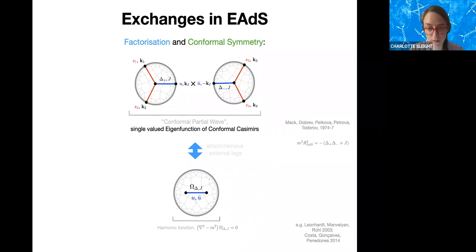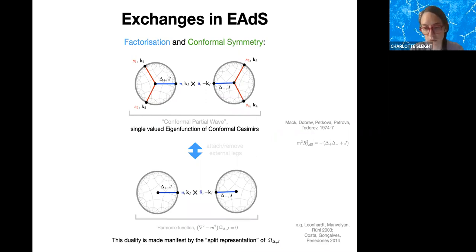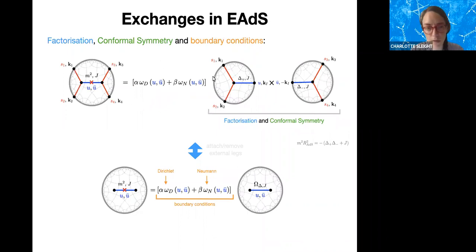And this duality is made manifest by the so-called split representation of harmonic functions, which is where they factorize into a product of two bulk-boundary propagators, one subject to the Delta plus boundary condition and the other subject to the Delta minus boundary condition. So at this level, you can go from one to the other by just attaching or removing the external legs. To implement a given boundary condition, you can take the conformal partial wave that you fix by a combination of factorization and conformal symmetry, and multiply it by the appropriate linear combination of the projectors Omega D and Omega N that implement that boundary condition at the level of the corresponding propagator, as we saw earlier on.